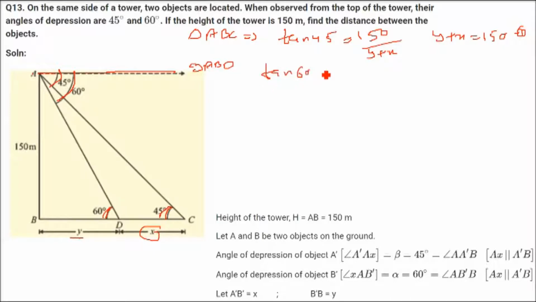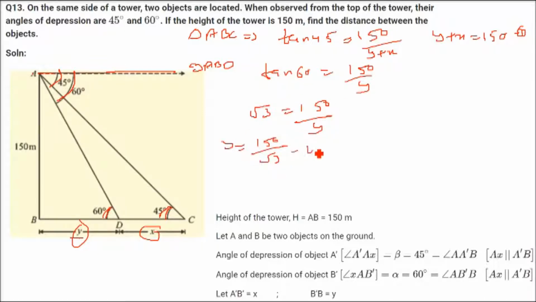Tan 60 is perpendicular by base, 150 by y. So as I said, we have to eliminate this y. So tan 60 is root 3, which is 150 by y. Y will be equal to 150 by root 3.